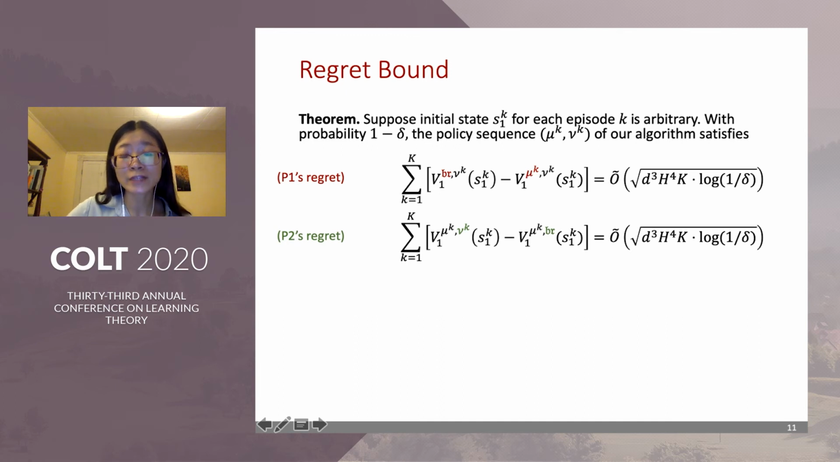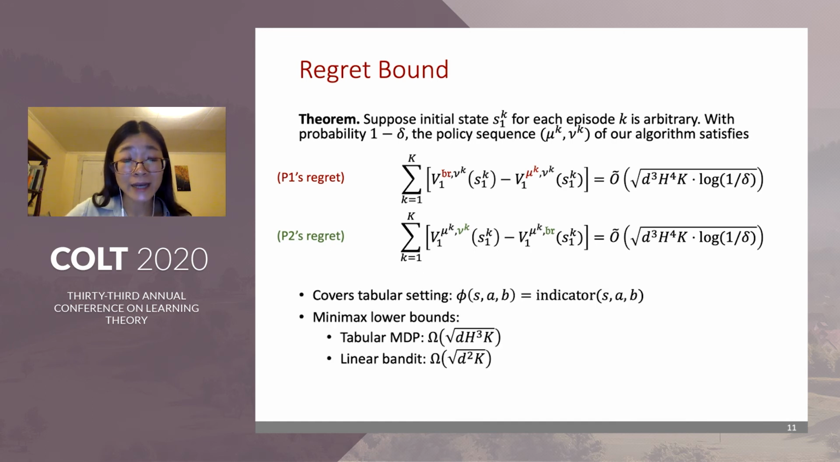Note that our bound here does not depend on the size of the state or action space. Instead, it only depends on the dimension d of the feature space. To understand the tightness of our bound, recall that our setting actually covers tabular MDP and linear bandits as special cases. So the minimax lower bound indeed provides a lower bound for our setting here. So we can see the square root K dependence is optimal.